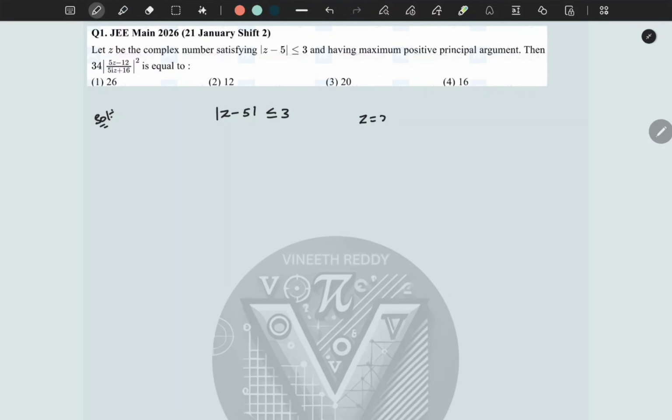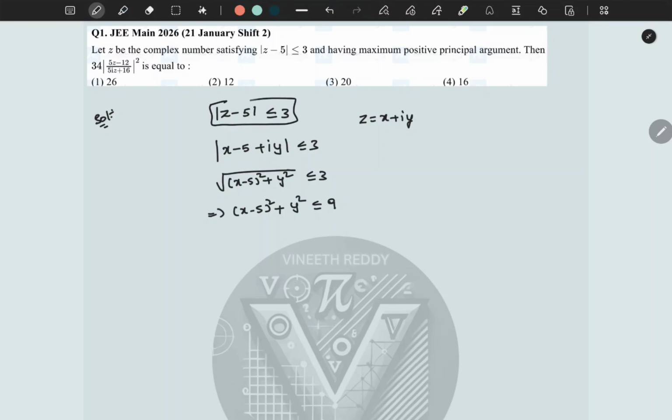So we can say z equals x plus iy is any complex number. We can rewrite this as x minus 5 plus iy, with modulus less than or equal to 3. The modulus will be the square root of (x minus 5) whole squared plus y squared, less than or equal to 3. Now let us square both sides. So we get (x minus 5) whole squared plus y squared less than or equal to 9.